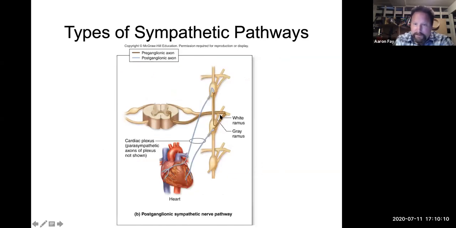This one, the second axon is not passing through the gray ramus. It's not leaving via the spinal nerve. It's leaving by this alternate exit point. So, postganglionic sympathetic nerve pathway: you have your preganglionic axons passing through the white ramus, having a synapse in the sympathetic trunk ganglion, and then they're leaving by an alternate pathway. They're not going through the gray ramus.